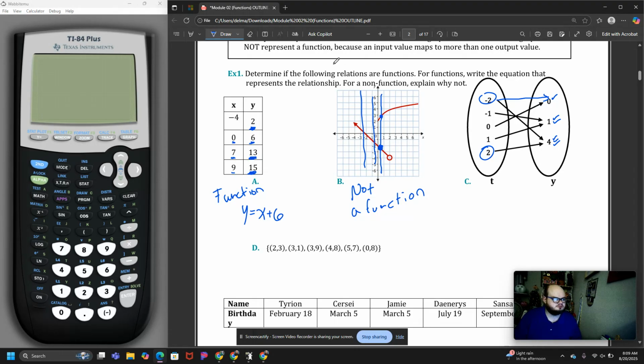That's a question I always get. Does it matter that those numbers are sharing the 4 or sharing the 1? No, that doesn't matter. It only matters when this value goes to more than one value on the other side. So yes, it is a function. So let's see, what type of function is it?